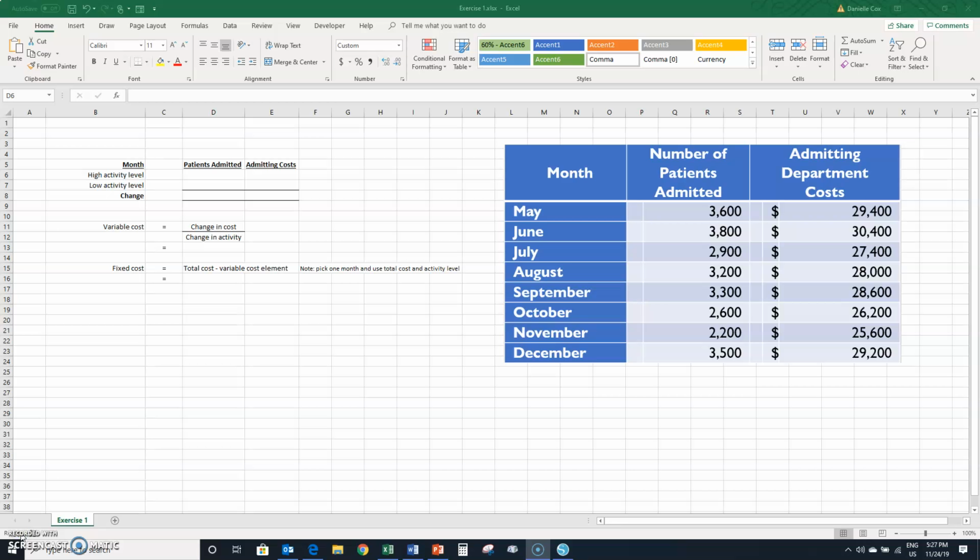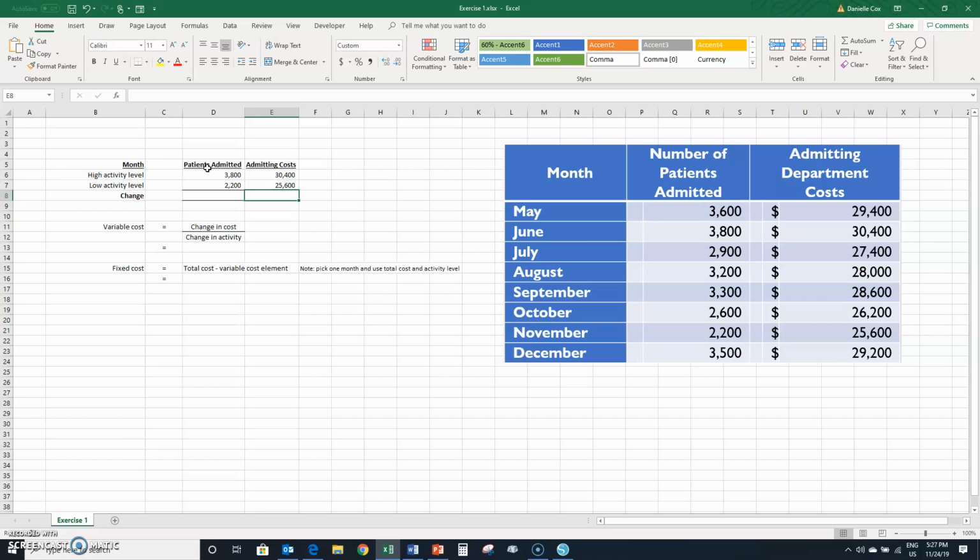We need to look through activity levels for each month to find the month with the highest activity level and the month with the lowest. In this example, the month with the highest activity level is June, with 3,800 patients admitted, and the lowest activity level is in November, with 2,200 patients admitted. Next, we find the costs associated with those months. For June, the cost was $30,400, while for November, the costs were $25,600.